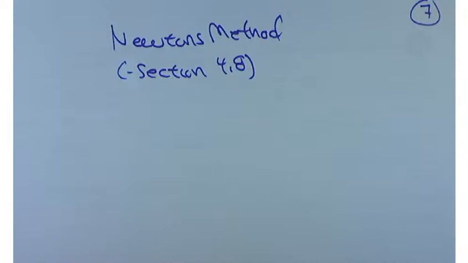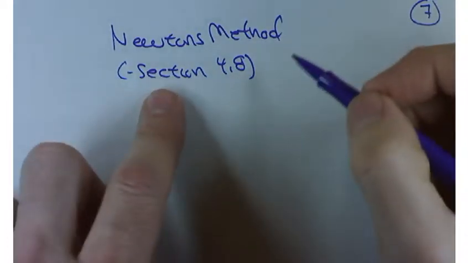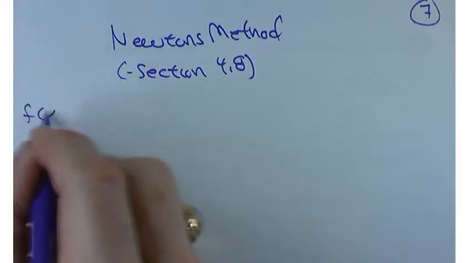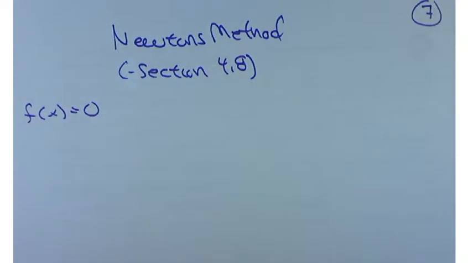If you're watching the previous video, then we learned that Newton's method was a way to solve this equation, f of x equals 0. Now, a lot of times you can't solve those things directly, so you have to solve them numerically. You have to do a numerical method. And that's what Newton's method is. It's a numerical method.